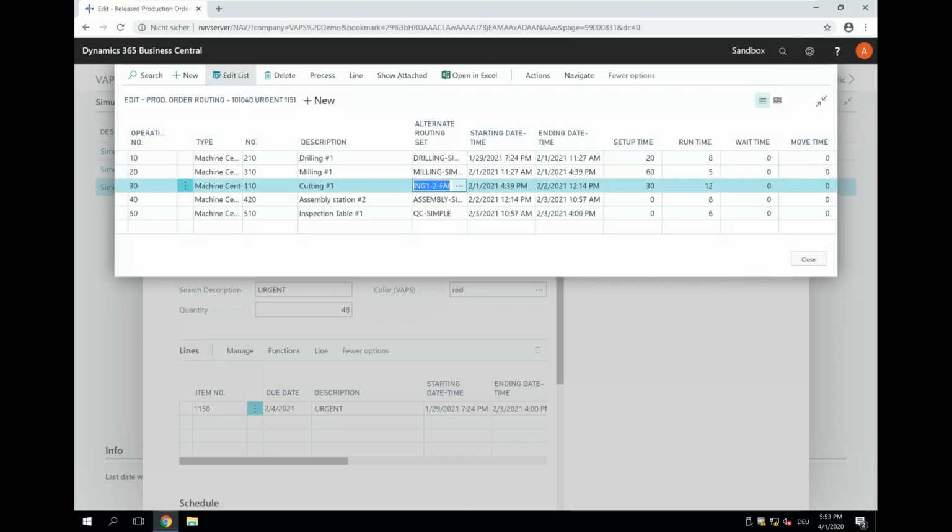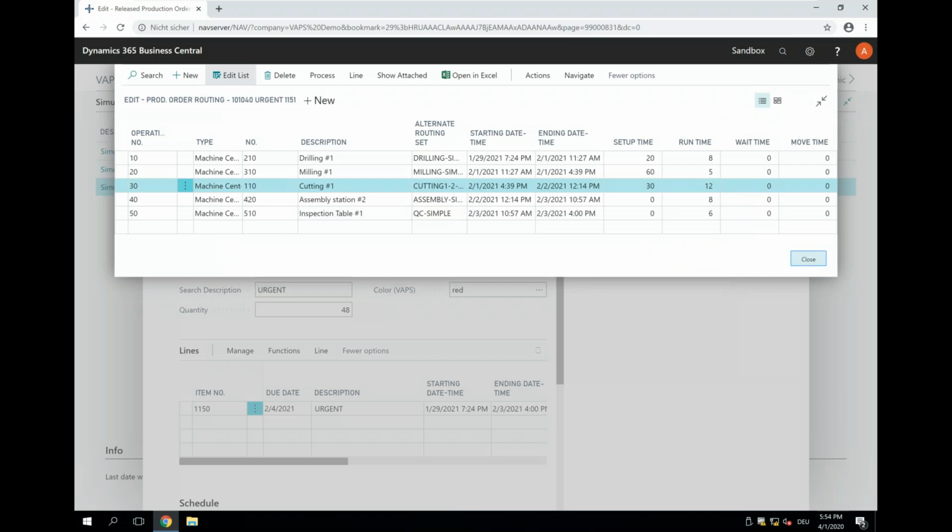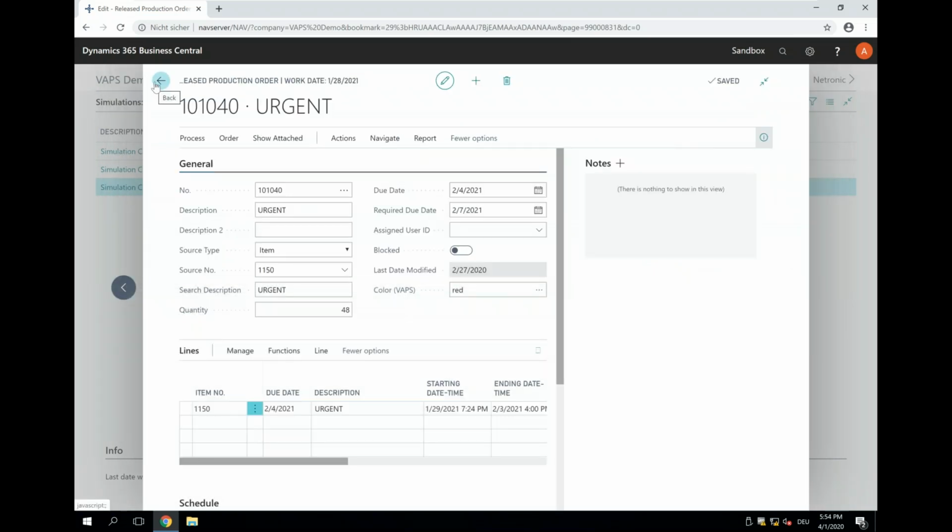Whereas here, for example, for my third operation, my standard machine is cutting one, but I see cutting two is an allowed alternative. Cutting three is no alternative. It's not allowed for this production order. It takes the same time to set up the machine, but cutting two runs a little bit slower. So the expected end date is a little bit later. So now I have, as you see, I have these alternatives for all my routing steps.